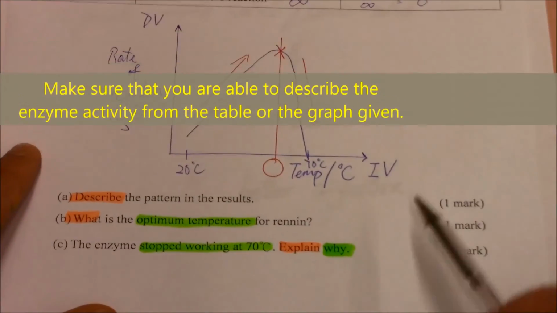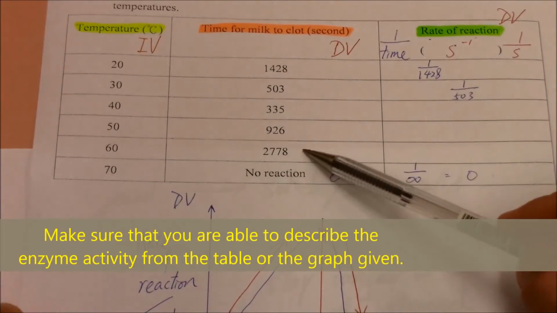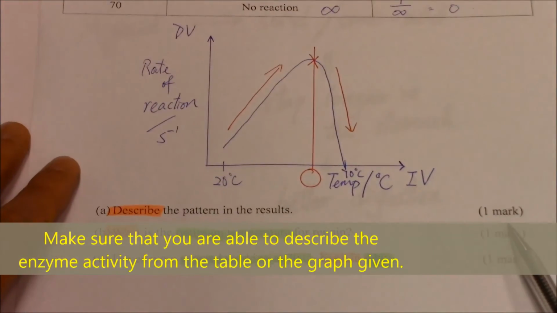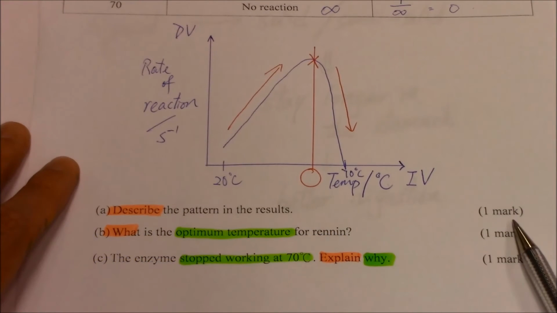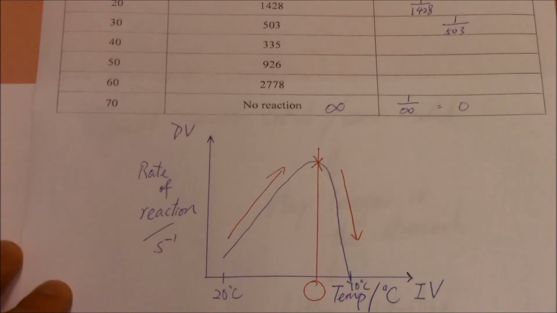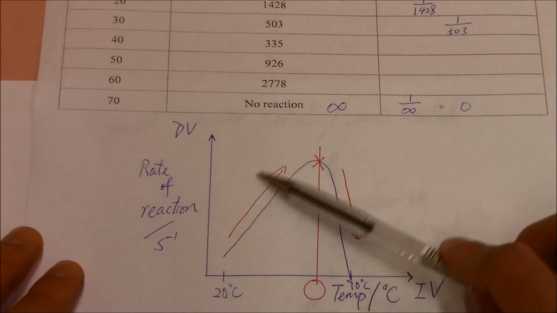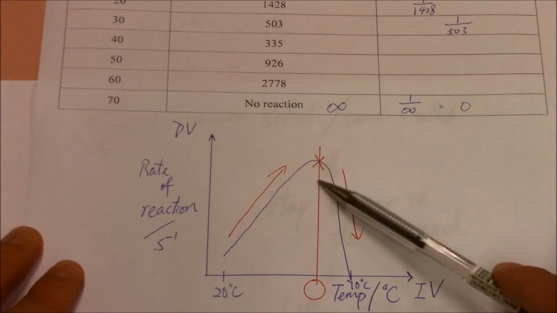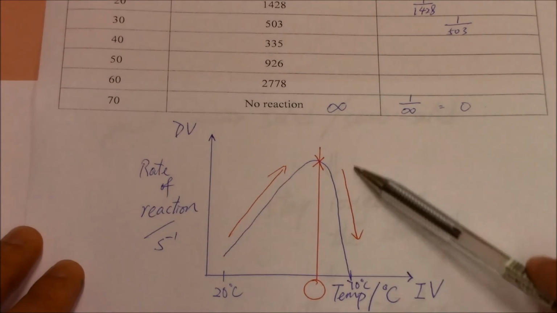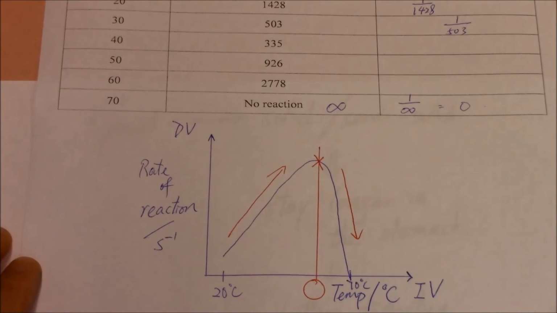So in this case, because you are just using the table, the pattern will be a little bit easier to describe. So just 1 mark. But if you need to use the graph to describe the pattern of the result, there should be at least 3 parts: increasing part, optimum temperature part, and also the decreasing part. So that's the basic idea of question 8.